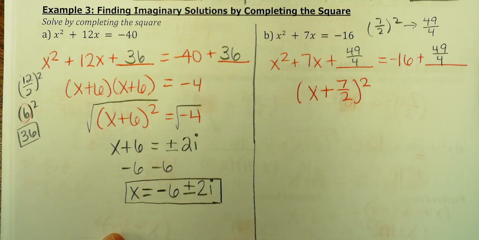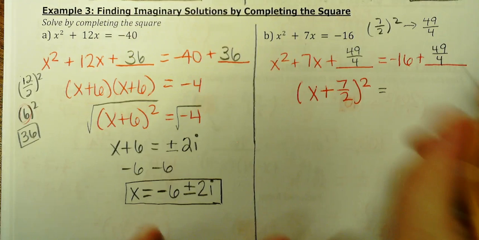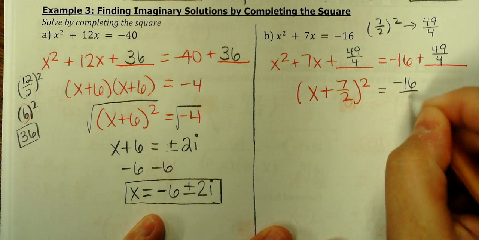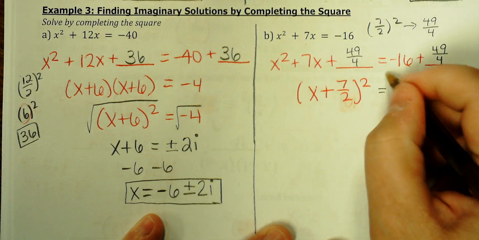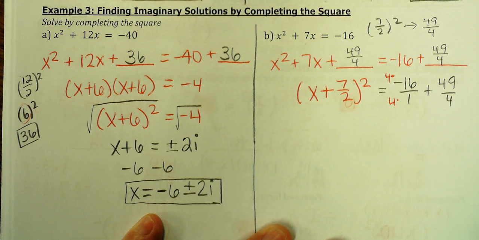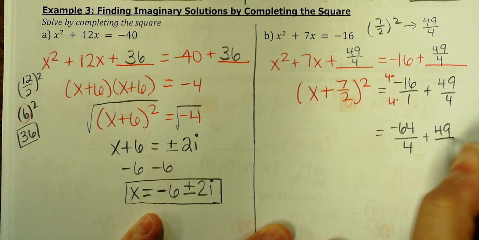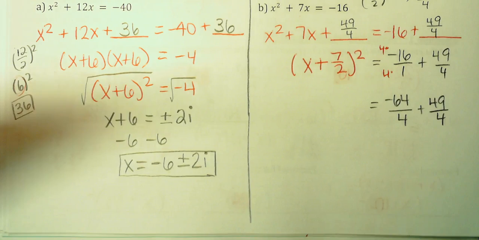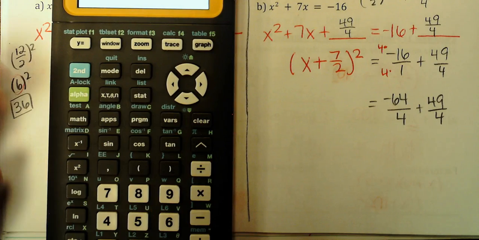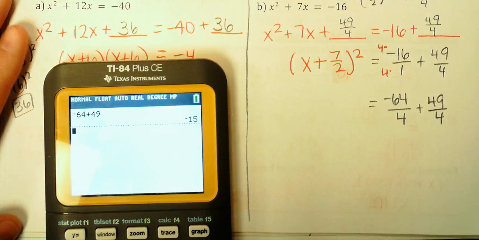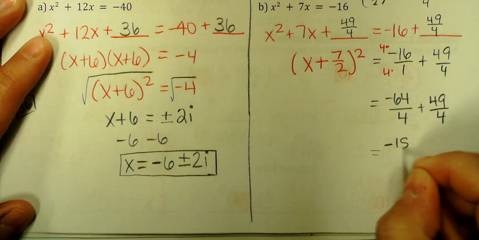And then here's the tricky part. So I need to change this negative 16 into a fraction with a common denominator. So I'm going to write that over 1. We'll just do a couple steps here. I'm going to multiply here top and bottom by 4 to get a common denominator. This will be negative 64 over 4 plus 49 over 4. Slide that up a little bit so I've got some room. Just going to grab my calculator here. Negative 64 plus 49, I'm going to give you negative 15. Okay, so here I have negative 15 over 4.